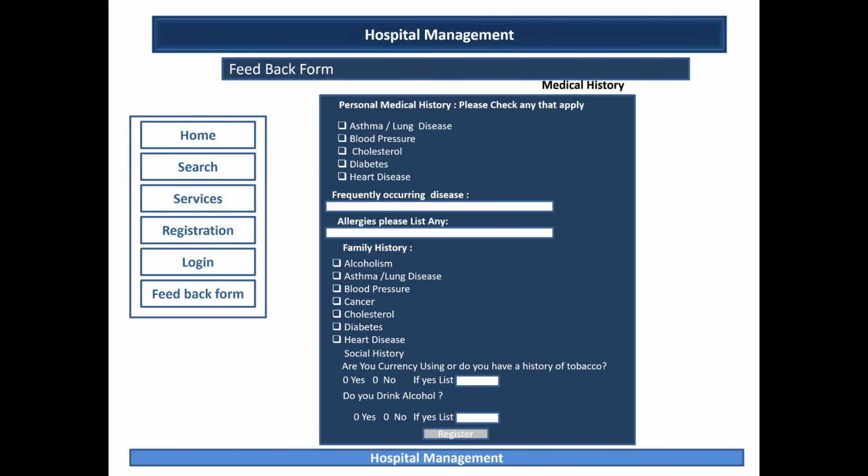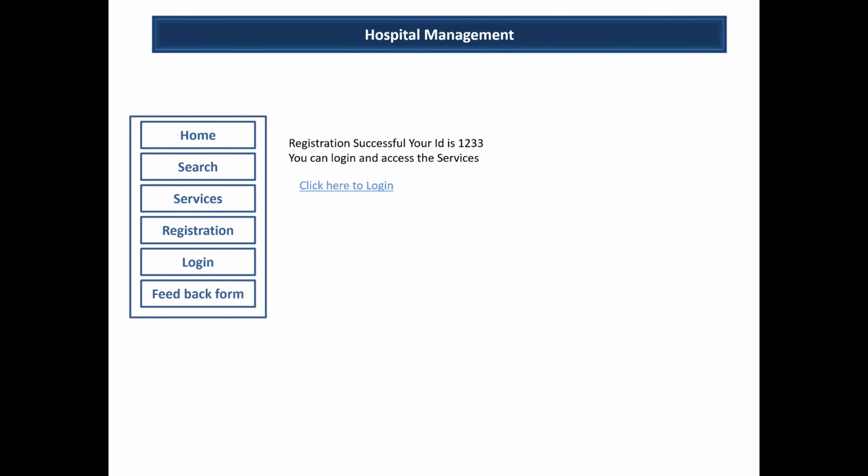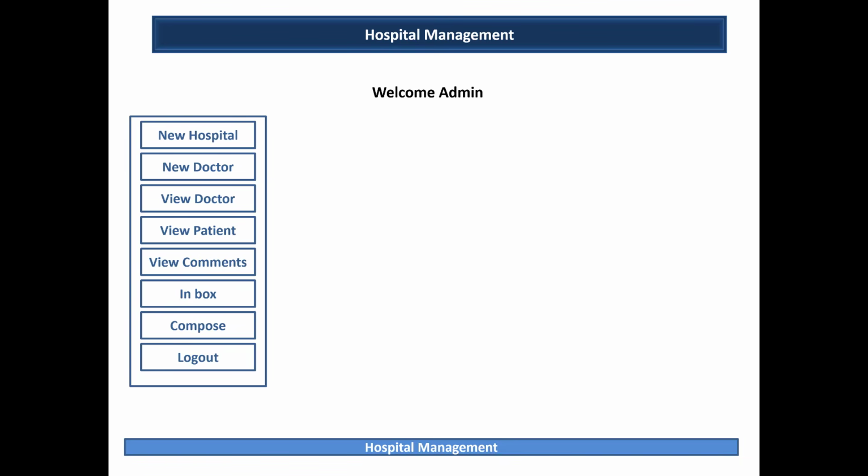Here are the medical history points. If you have a personal medical history, check any that apply: asthma, lung problems, blood pressure, cholesterol, diabetes, heart disease, frequently occurring disease, and allergies, please list any. Family history includes alcoholism, asthma, blood pressure, cancer, cholesterol, diabetes, and heart disease. This is the medical history form filled in by the patients. Hospital management logs in with their ID. This is the successful ID, 1233. You log in and access the services.